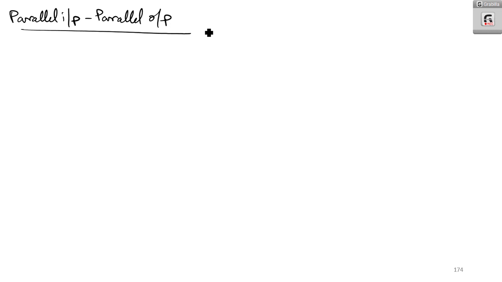Now I will explain parallel input, parallel output shift register. After that I will discuss about parallel input, serial output shift register. Now coming into parallel input, parallel output shift register. Parallel input, parallel output shift registers, that is PIPO shift registers.